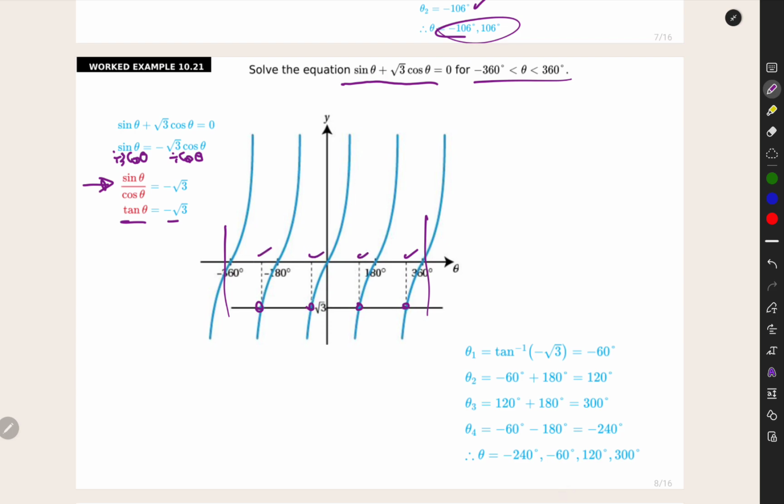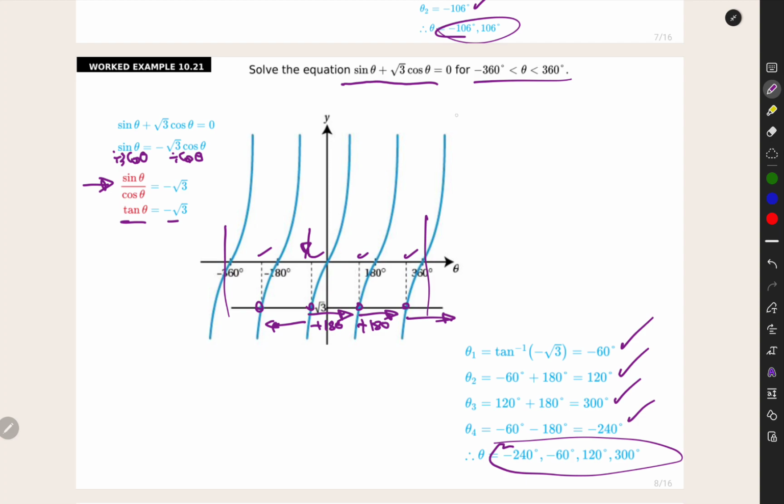Your calculator will give you this first one here, and you can simply add 180 to get to the next one along, hopefully staying within the range you've been given. Notice this one will go beyond the range, so we go backwards, taking away 180, and you should get the following solution. So your first one was negative, add 180, this one here, and then you've got your 4 solutions.